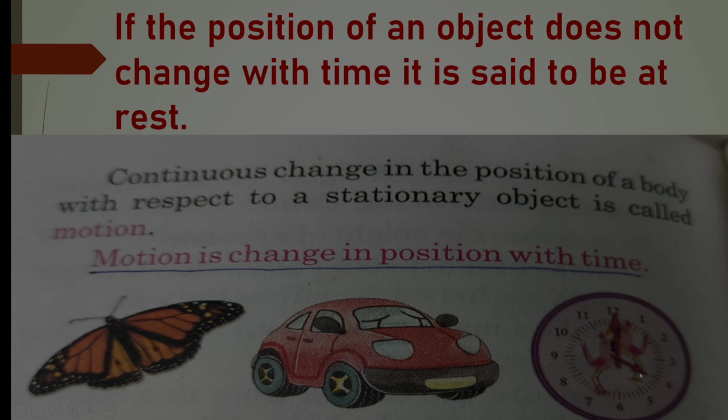Look at the handle of the clock. If it is moving with respect to the background, which is at rest, then we say this is in motion. The same thing with the butterfly. If it is moving with respect to a stationary object, say a plant, if it is moving from one plant to another plant, we call it in motion.